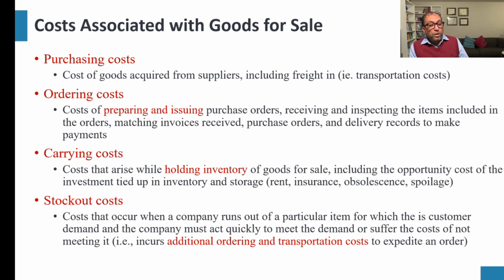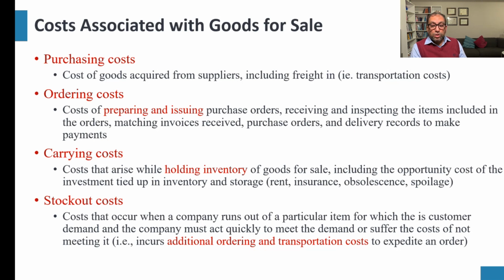Purchasing cost is the cost of goods acquired from suppliers, including freight and transportation costs. Ordering cost is the cost of preparing and issuing purchase orders, receiving and inspecting the items included in the order, and matching invoices received, purchase orders, and delivery records to make payment. Carrying costs arise while holding inventory of goods for sale, including the opportunity cost of the investment tied up in inventory and storage, rent, insurance, obsolescence, spoilage. All these are carrying costs.